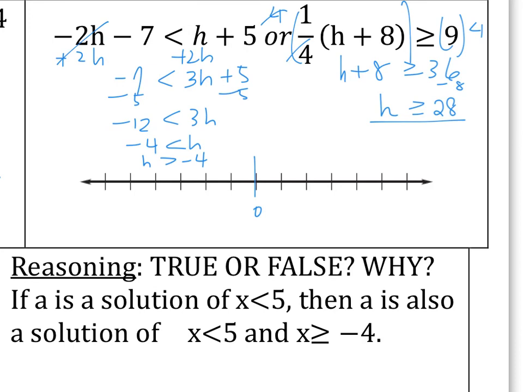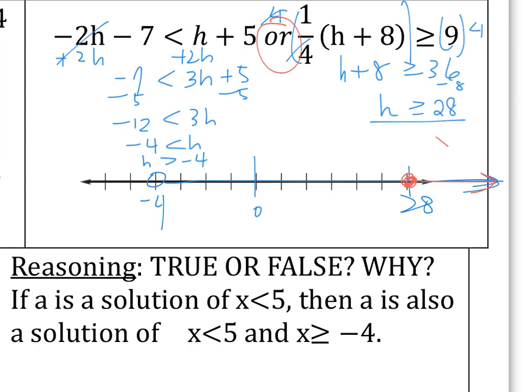This one's a special one. Negative 4 is about here. And since I don't have enough space here, I'm just going to let this be 28, even though it's not. Okay? And to graph h greater than negative 4, open circle on negative 4 and everything to the right. And to graph h greater than or equal to 28, I need to include 28 and everything to the right. But since this is OR, we need to include all the answers.